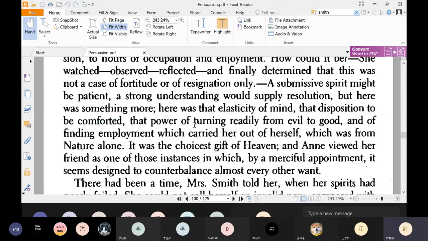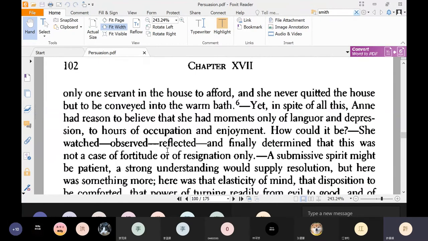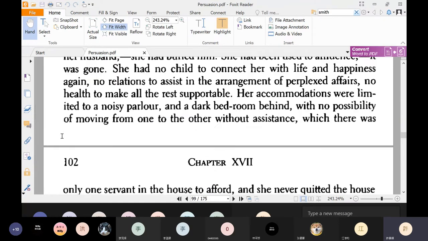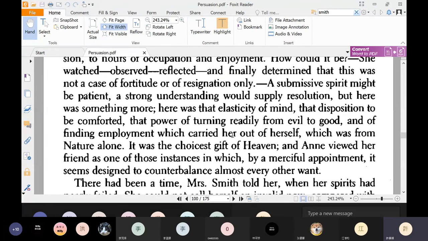So here was her elasticity of mind, her disposition to be comforted. That power of turning readily, which means easily, from evil to good, and of finding employment, which means something to do, the same thing as occupation, which carried her out of herself, which was from nature alone. So to carry her out of herself, this herself means something very similar to the situation in itself. So not just the situation, but how she looks at the situation is due to nature alone. So this is her natural born personality.